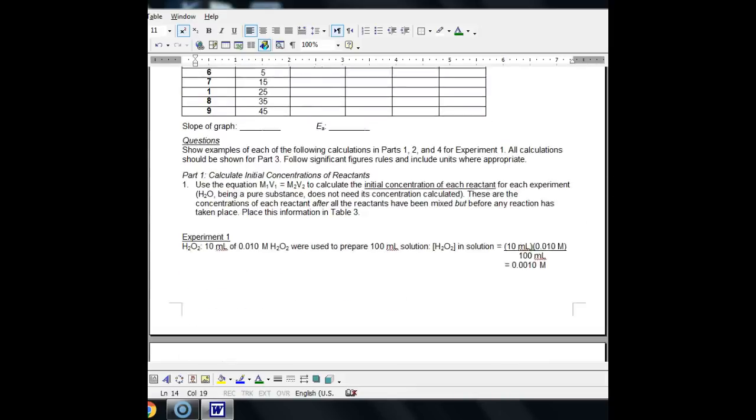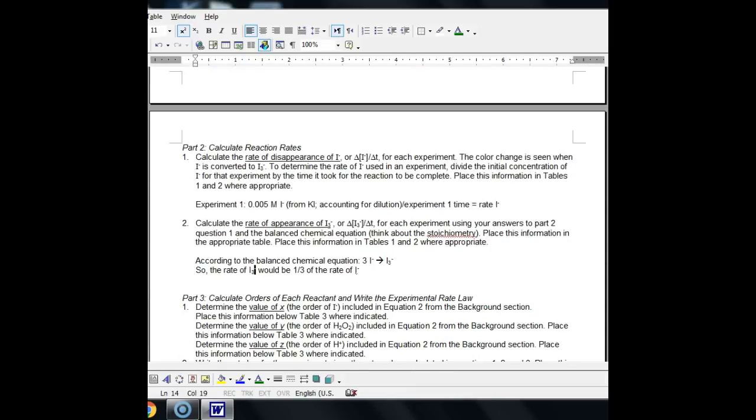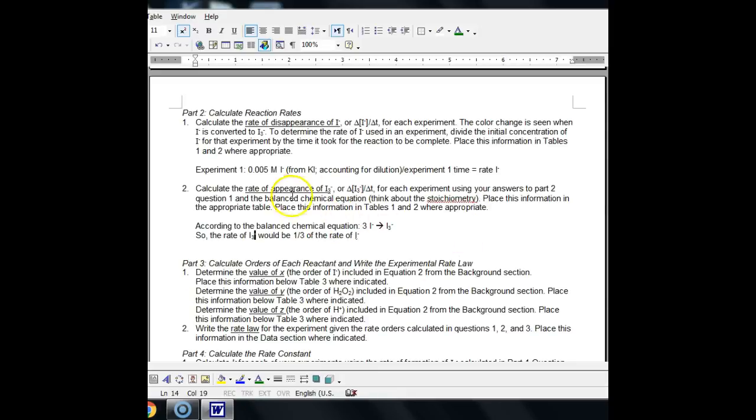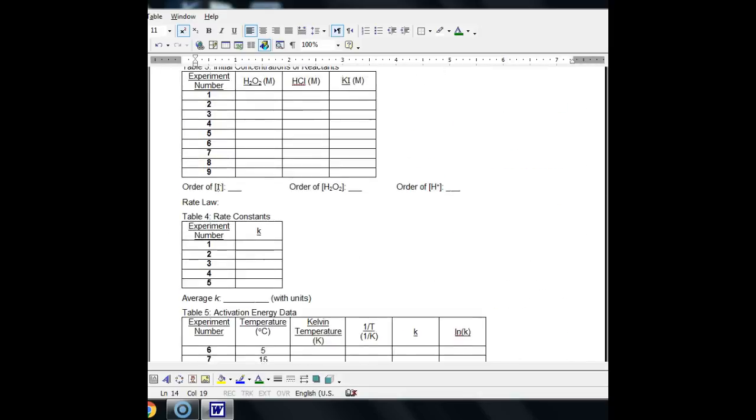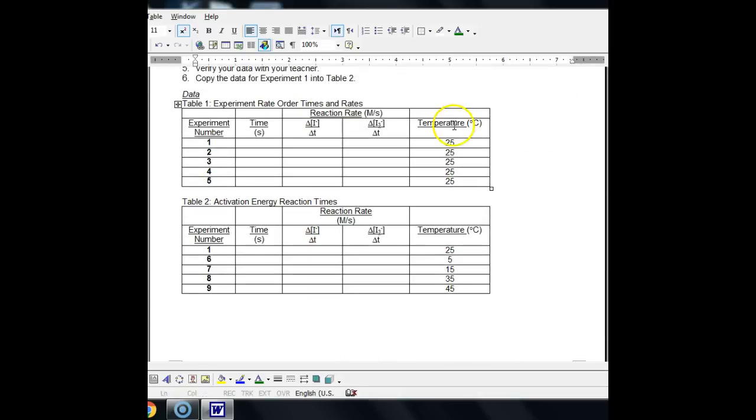I3 minus is going to be determined from that I minus rate because according to the balanced equation back in the introduction, we saw that you needed 3 I minuses to make 1 I3 minus. So the rate of I3 minus would be basically a third of the rate of I minus. So what you get for your answers for number 1, you would do stoichiometry to convert between I minus and I3 minus, and that would give you roughly a third of the rates that you got for your I minuses, and those would be placed in this last column.